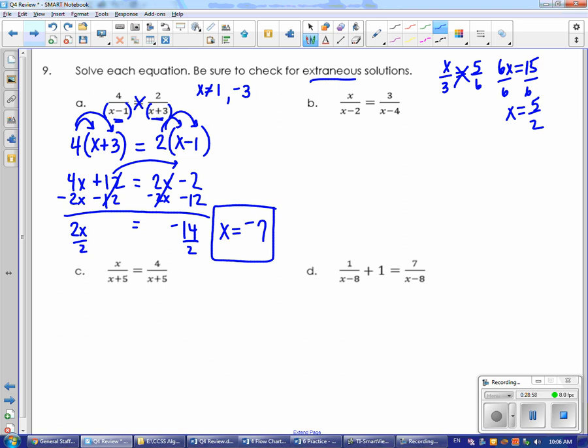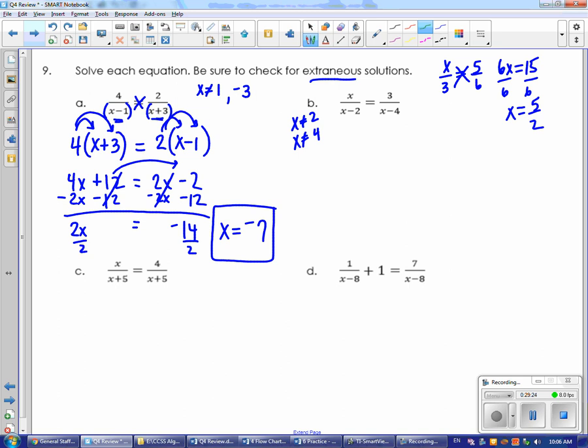Let's take a look at letter B. Let's start off by restricting the domain. In this case, if I look at that first fraction, I know that x cannot be 2. If I look at the second one, I know that x can also not be 4. So when I go to solve, I want to make sure that my answer isn't one of those 2 numbers. Because if it is, it's not really a solution at all. It's an extraneous value.